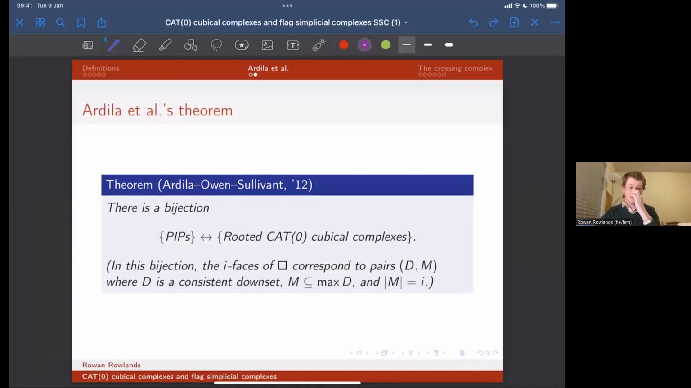All right. So this bijection that they construct is a really nice combinatorial bijection. There's a very concrete relationship between these two things. But that was kind of the state of research into CAT0 cubical complexes when I started on this project.